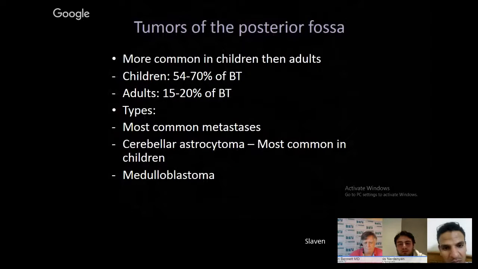I hope you can see this. It's really interesting that these tumors are more common in children than adults. In children, they constitute 54 to 70% of brain tumors, so mostly you can find tumors of the posterior fossa, or infratentorial tumors, in children. In adults, they constitute only 15 to 20% of brain tumors, so in adults, most of the tumors are supratentorially positioned. The most common tumors in this part of the CNS are actually metastases, and the cerebellar astrocytoma is the most common children's tumor.